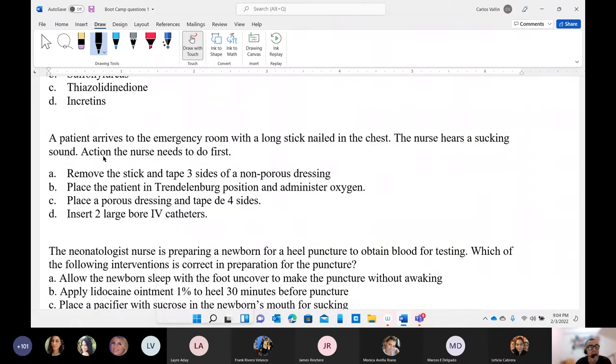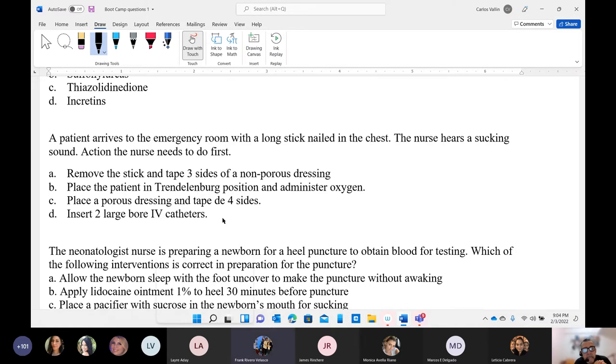Action the nurse needs to do first. A: Remove the stick and tape three sides of a non-porous dressing. B: Place the patient in Trendelenburg position and administer oxygen. C: Place a porous dressing and tape the four sides. D: Insert two large bore IV catheters. So what do you think is the best option in this scenario?